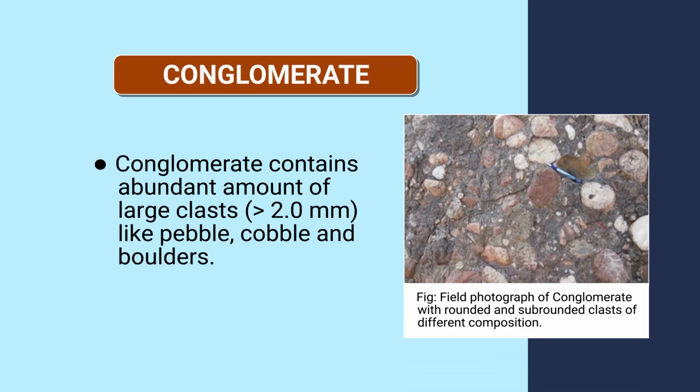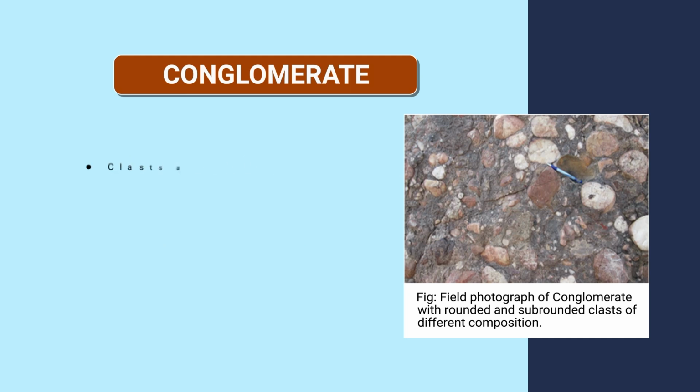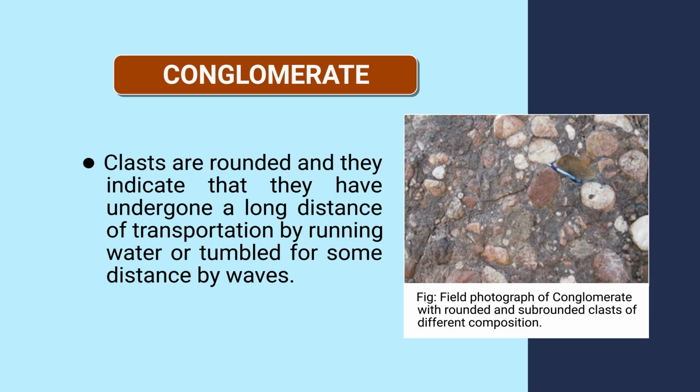So, what are conglomerates? Conglomerates contain an abundant amount of large clasts, that is greater than 2 millimeter, like pebble, cobble and boulders. The clasts are rounded and indicate that they have undergone a long distance of transportation by running water, or they are tumbled for some distance by waves. Here you can see a field photograph of conglomerate with rounded and sub-rounded clasts of different compositions.